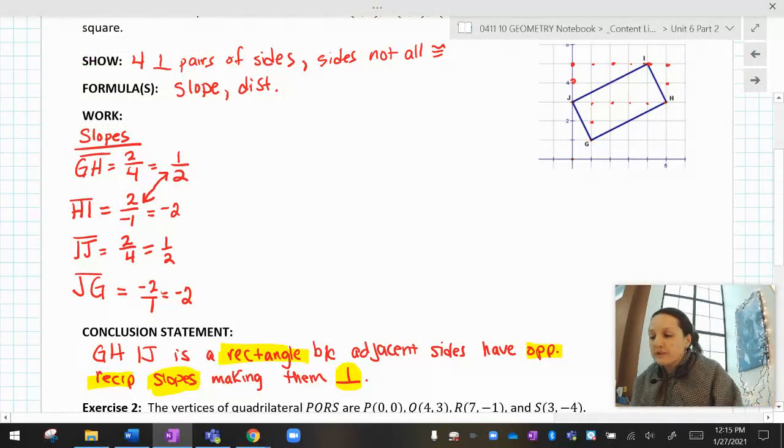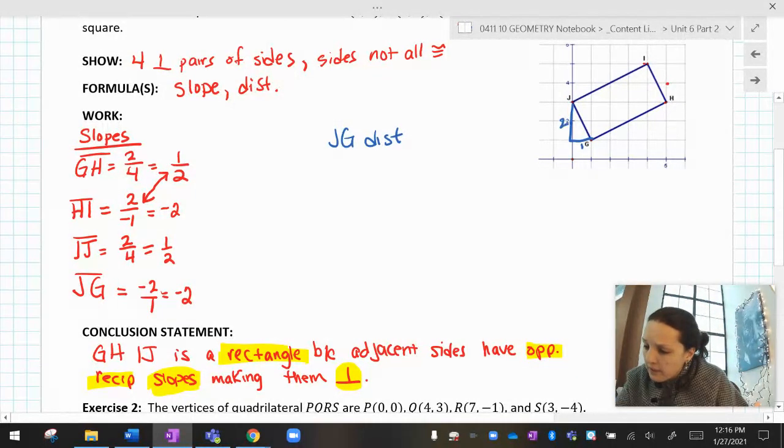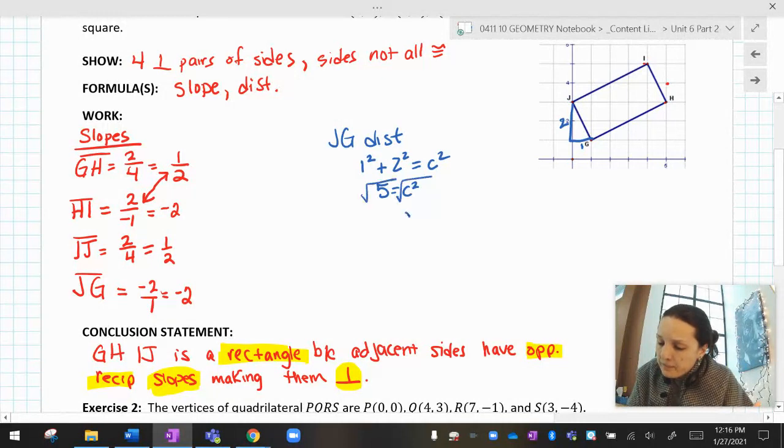Now, if I just want to prove it's not a square, I just want to look at the side lengths and show that 2 of these side lengths aren't equal. So I'm going to find the side length of JG. All right, and I'm going to do this using the Pythagorean theorem. So that's 1, that's 2. 1 squared plus 2 squared equals c squared. 1 squared is 1, 2 squared is 4, 1 plus 4 is 5. So JG is the square root of 5.